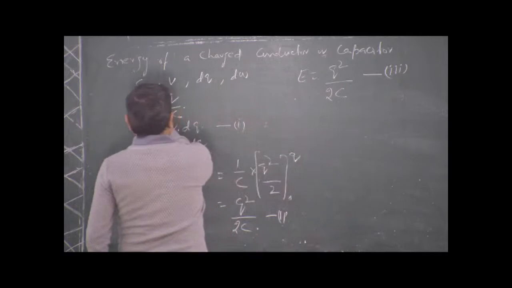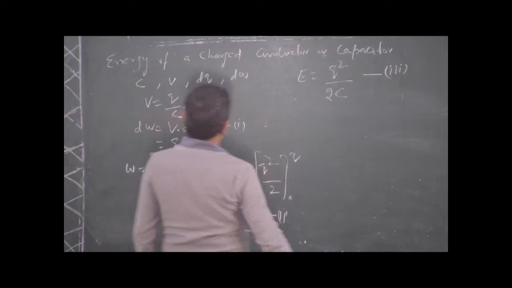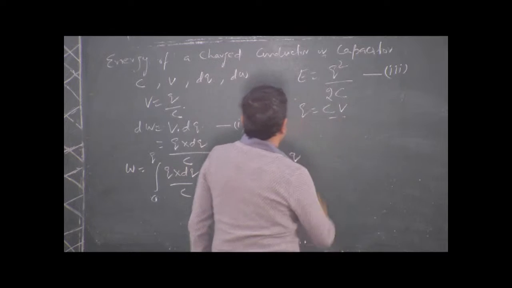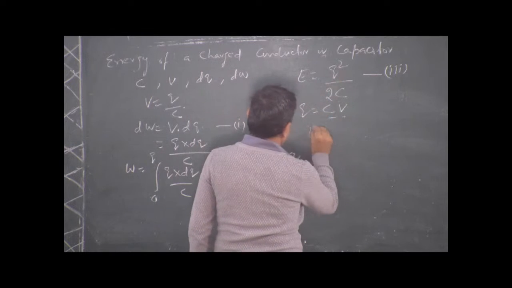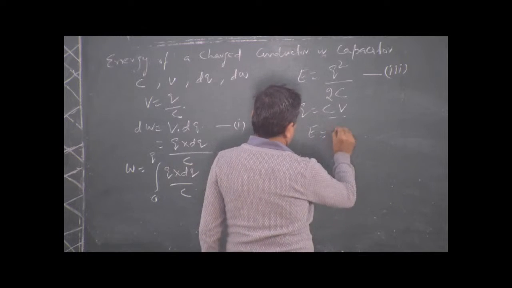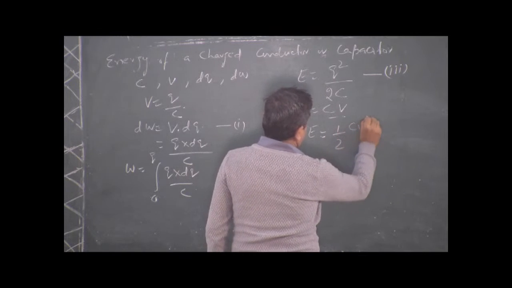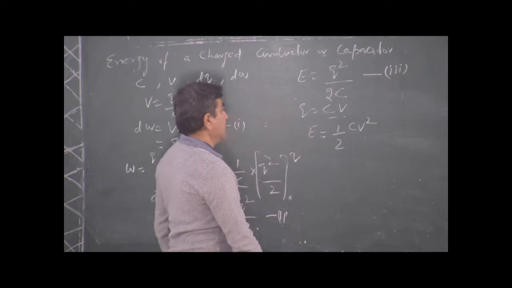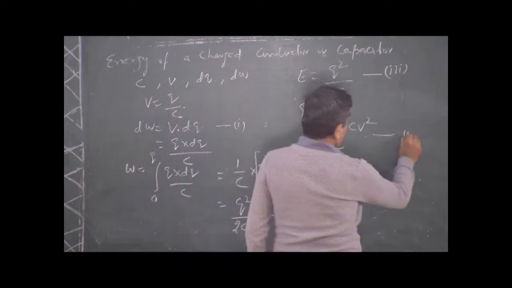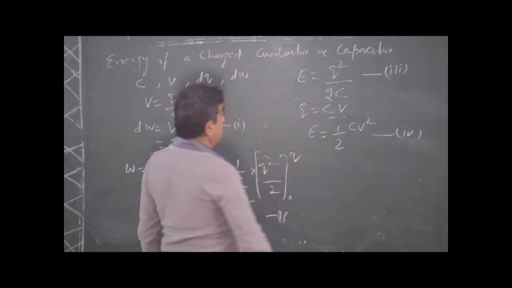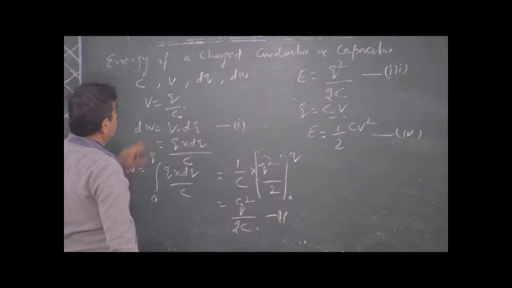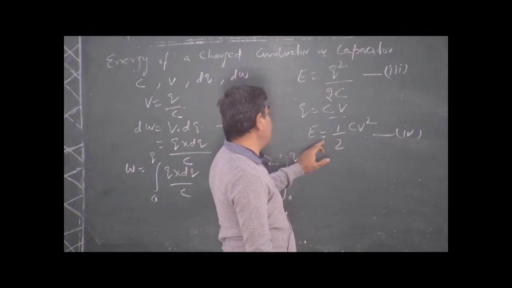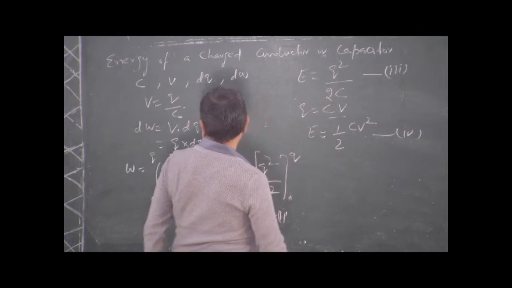Now from this equation, V is equal to Q upon C, so Q is equal to CV. We also know that Q is equal to CV. Put this value of Q in this equation, you will be having E will be equal to 1 by 2 CV square. This is another form of energy stored in the conductor or capacitor. So what we did, we just put the value of Q here, Q is equal to CV, so E will be equal to 1 by 2 CV square.